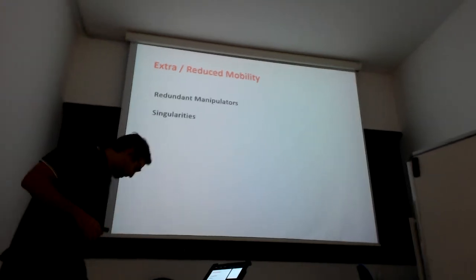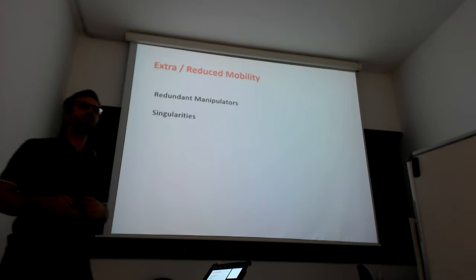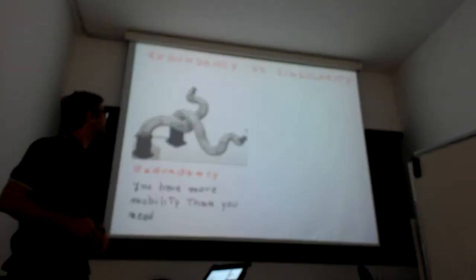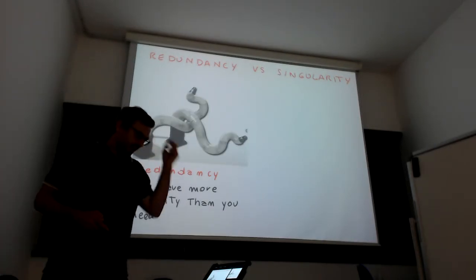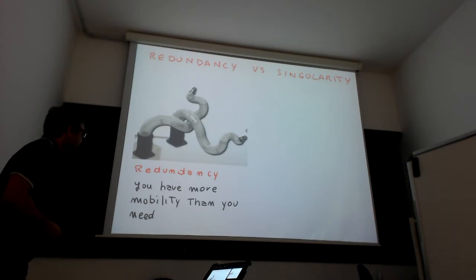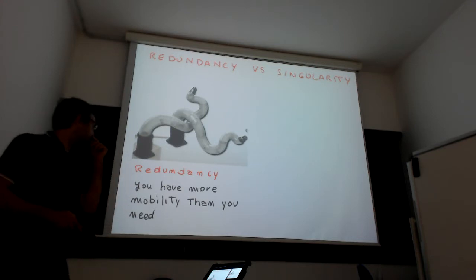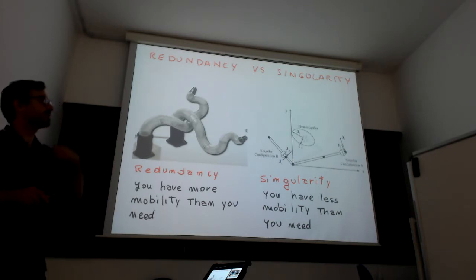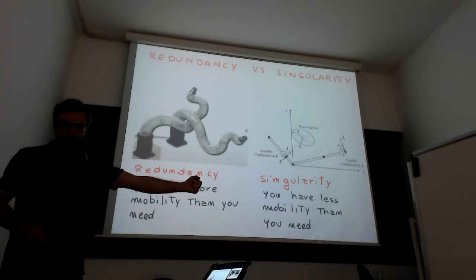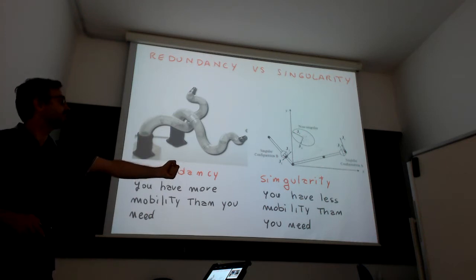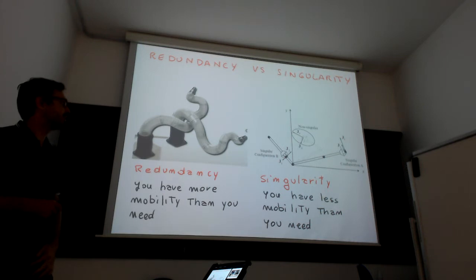And the dual topic is whenever in some configuration you lose mobility, you lose the possibility to move the end effector, then you talk about singularities. So actually, singularity and redundancy are the two faces of the same medal. In the case of redundancy, as we said, you have more mobility than the one that you need, while in the case of singularity, you have less mobility than you need. Let's think, for example, whenever we extend completely the arm, let's say you have an anthropomorphic manipulator, and you extend the arm completely, then you lose mobility along the direction of the arm.